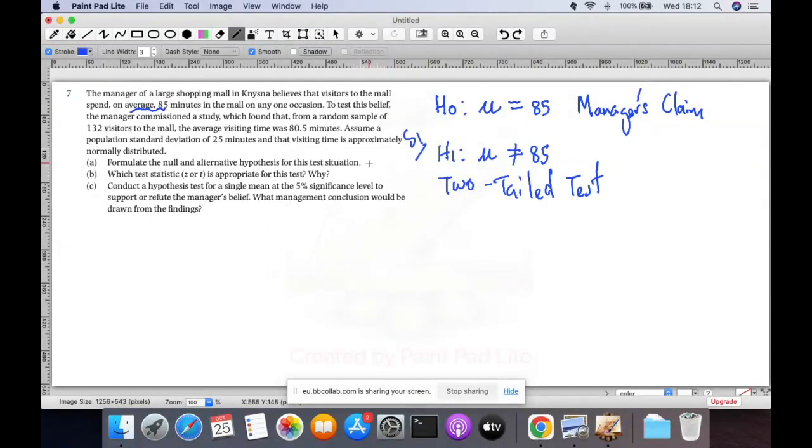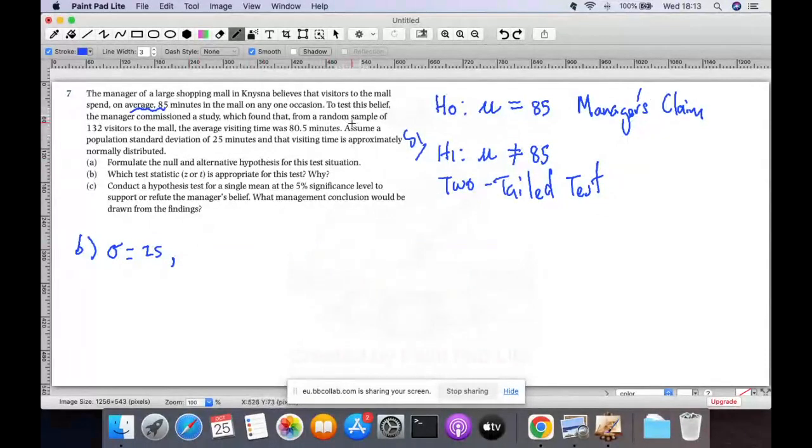For question B, it asks what test statistic, Z or T, is appropriate and why. What you need to know is when you know sigma, that is your population standard deviation, and in this problem, it says the population standard deviation of 25 minutes. So it's telling you that your sigma is 25. When you know sigma, it'll generally be a Z statistic. That's a key giveaway. The other giveaway is that your sample size must be bigger than 30.